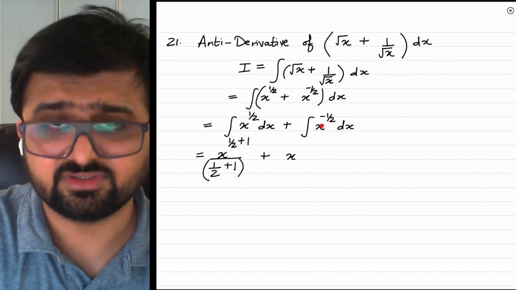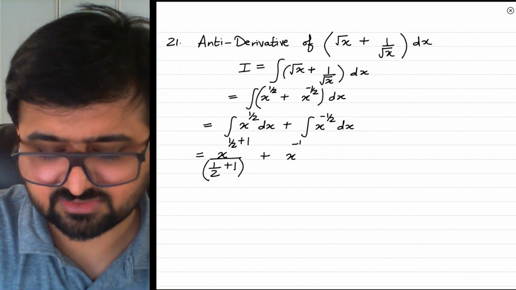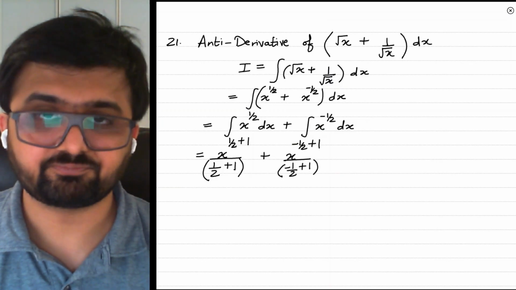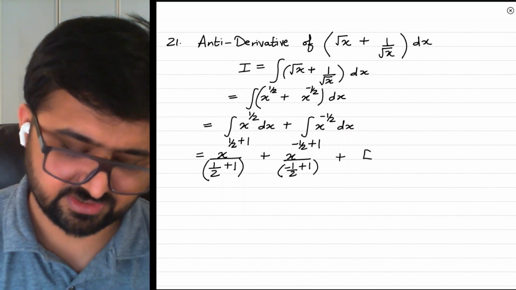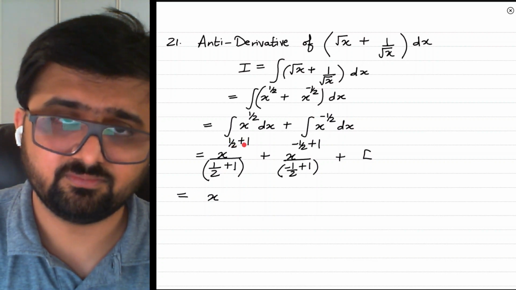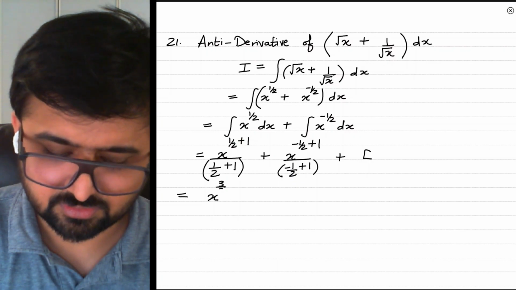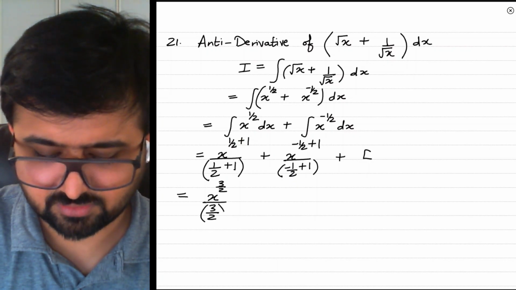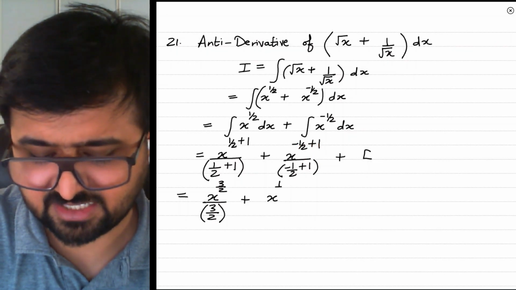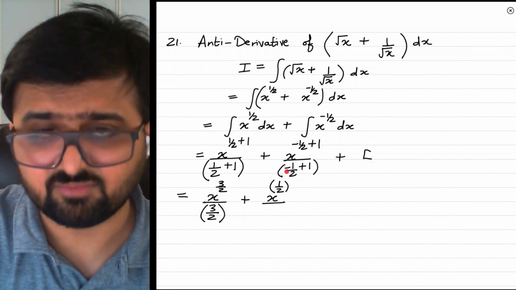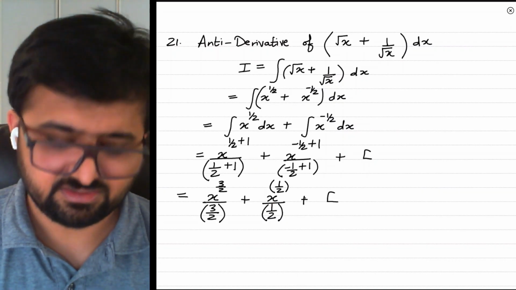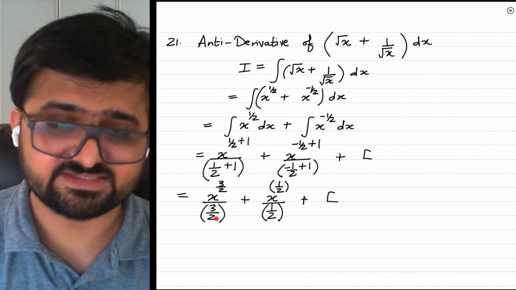plus, again x to the power n, so minus half plus 1 over minus half plus 1, and plus add the constant c for the integral. You can simplify this a little bit and say half plus 1 is 1 plus 2, which is 3 by 2, over 3 by 2, plus x to the power minus half plus 1 is half, over minus half plus 1 is again half, plus the constant c.